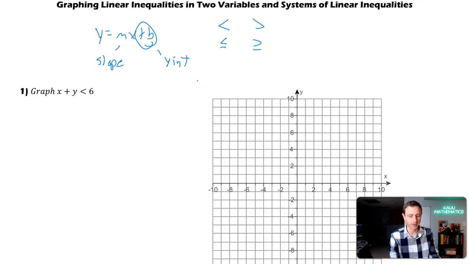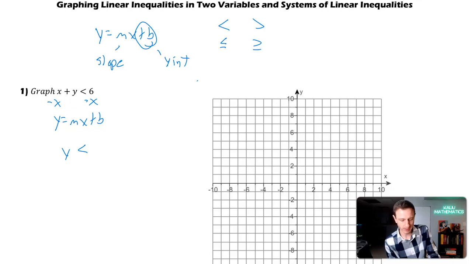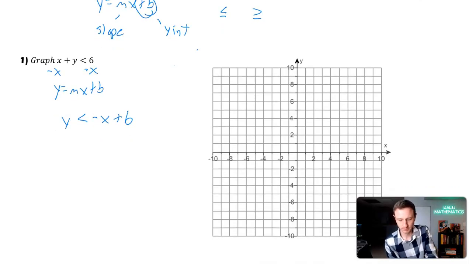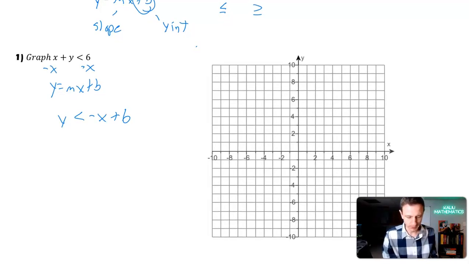So let's go ahead and start graphing here. Graphing the inequality x plus y is less than 6. We want to get it into the form of y equals mx plus b just to allow us to graph. So I'm going to subtract x from both sides. So we get y is less than negative x plus 6. And then I'm going to graph that.